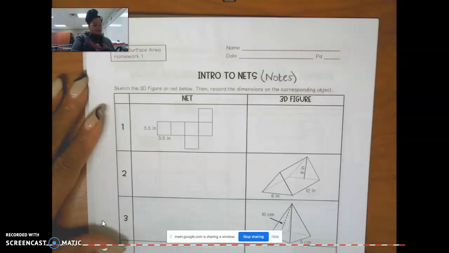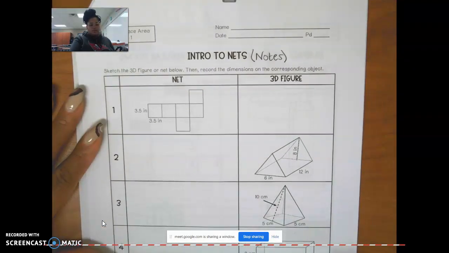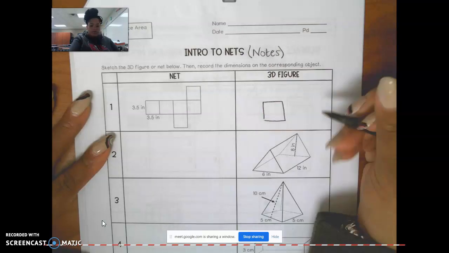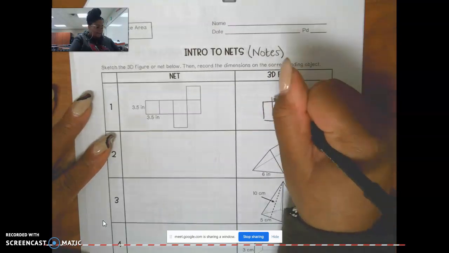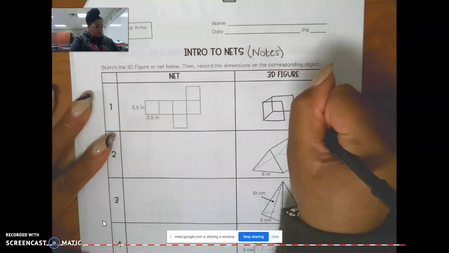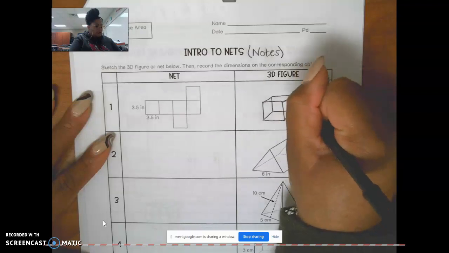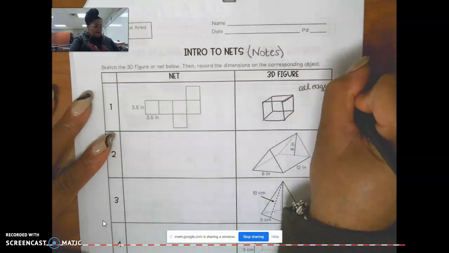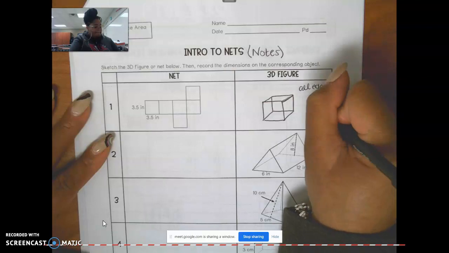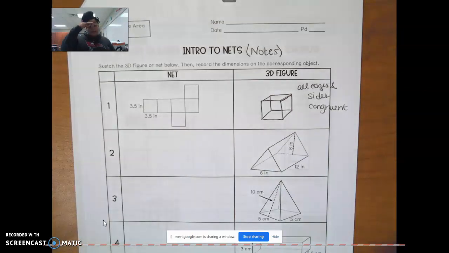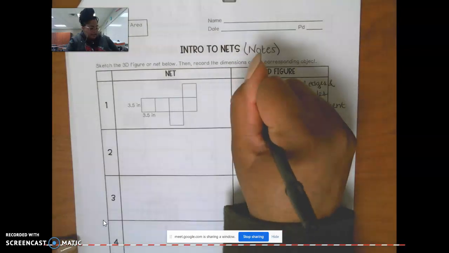Okay, so it says sketch the 3D figure or net below, then record the dimensions on the corresponding object. So this is just a cube. I make a square, and then another square up here, and then I connect the corners. With a cube, all edges are equal, and sides. All edges and sides are congruent. I need to put the label of the measure on the side, 3.5 inches.